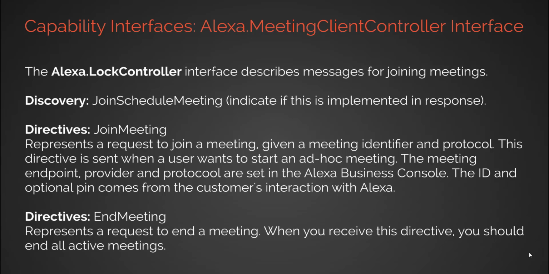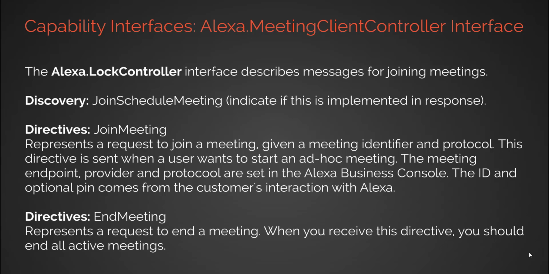So imagine you just need to schedule a meeting and emergencies come up, something is really not planned. This would be the case where you would use this specific type of setting. Essentially, the way that it works is you configure the endpoint, the provider, and protocol, and that's set up in the Alexa console. Then the user, the person who's actually requesting or joining the meeting, provides an optional PIN number, and this is the information that they provide when interacting with Alexa.